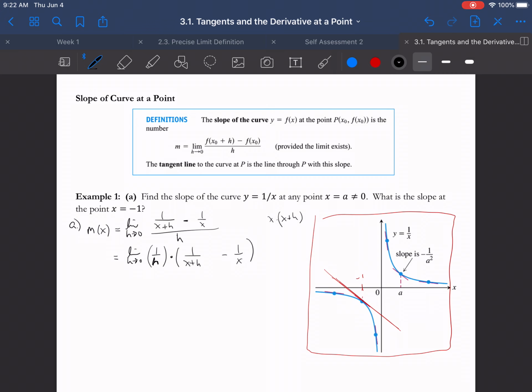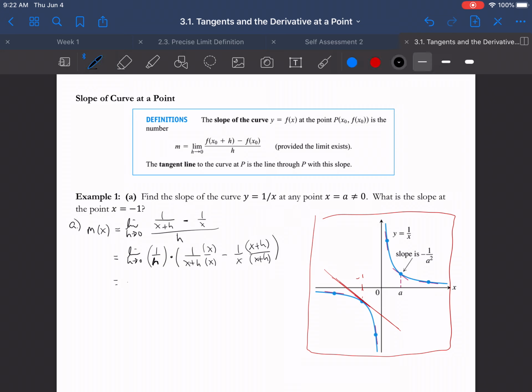So to get this one on the left, I'd multiply it by x over x. To get this one on the right, I'm going to multiply it by x plus h over x plus h. Okay, like that. And that'll give me this common denominator right there, x times x plus h, in the denominators for both of them. All right.